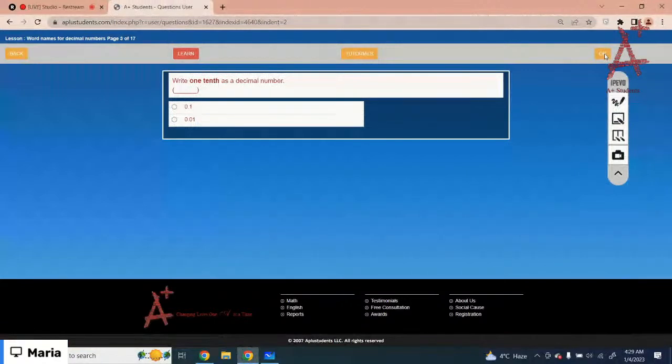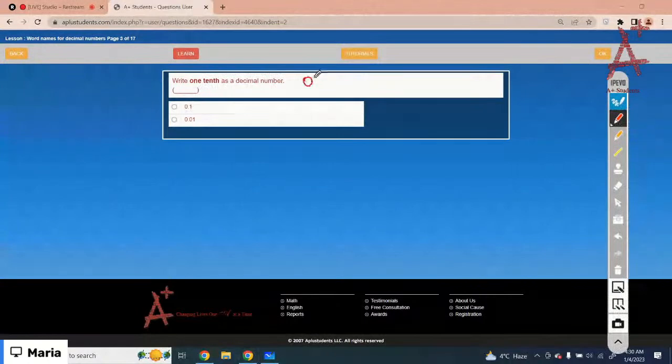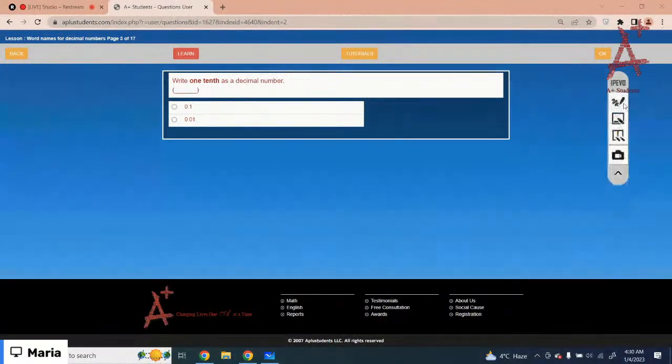Okay, the next one is write 1/10 as a decimal. So which of the options is the correct one? You have to write the 1/10 as a decimal. So 1 is at the tenths position. You have ones and tenths. Here you have 0 and here you have 1. So 0.1 is the correct option. Got it? So just select the correct option, then click on the OK button.